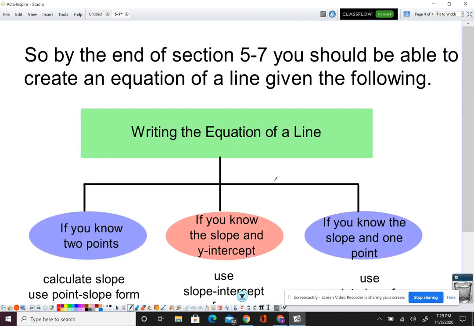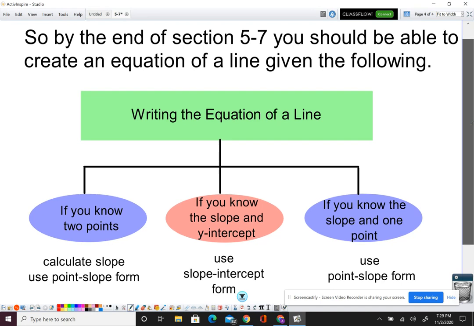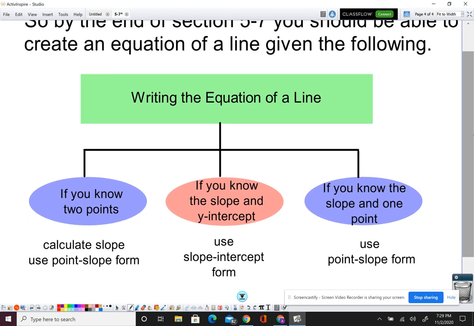So in kind of a summary of how we can come up with equations of lines up to section 5.7, we can do that if you have 2 points. If you have 2 points, you calculate out the slope and use the point slope form. If you know the slope and the y-intercept, use the slope-intercept form, y equals mx plus b. And if you know the slope and 1 point, you use the point slope form. So both of the blue ones, you're using the point slope form. The red one, you're using the slope-intercept.